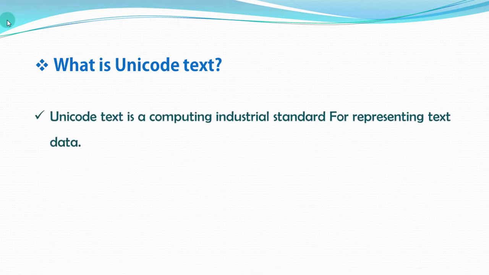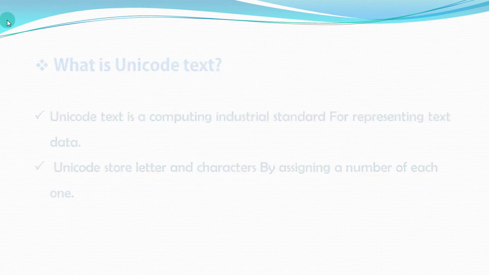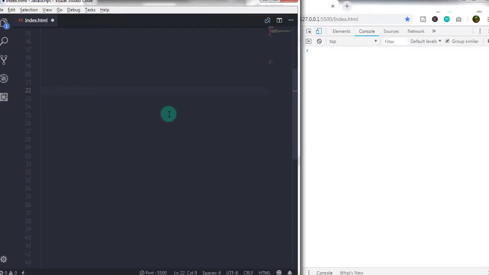Unicode stores letters and characters by assigning a number to each one. I will show you how to create Unicode in JavaScript after a few minutes. But first, let's take a look at what is escaping. So you probably know that to create a string literal, we need to specify single or double quotes. What if I want to add a single quote to specify an apostrophe in my string?